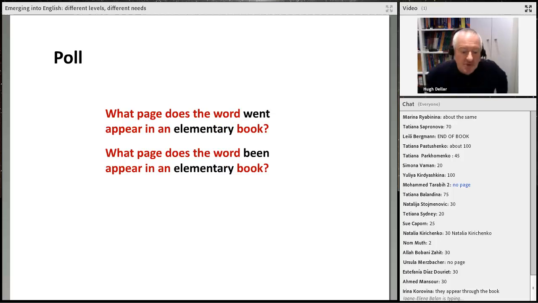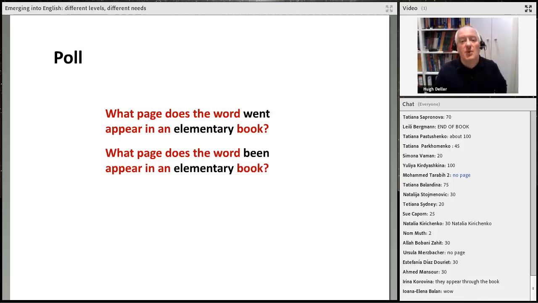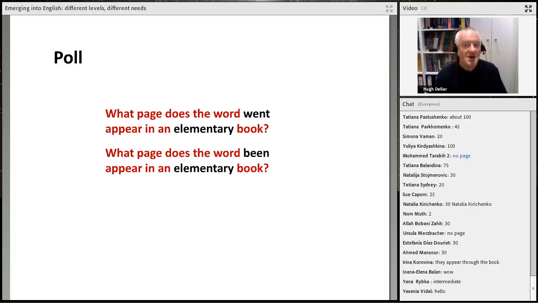If you then move up to elementary, on average, the word went, some of you are logically thinking it might appear from the very beginning, given that it's already appeared in the starter level, but no, it appears on average on page 54. Okay, so you have to go through the first sort of 53 pages before you get to see went again. And been appears right near the end of elementary, usually. It's on page 96 on average in most mainstream course books.